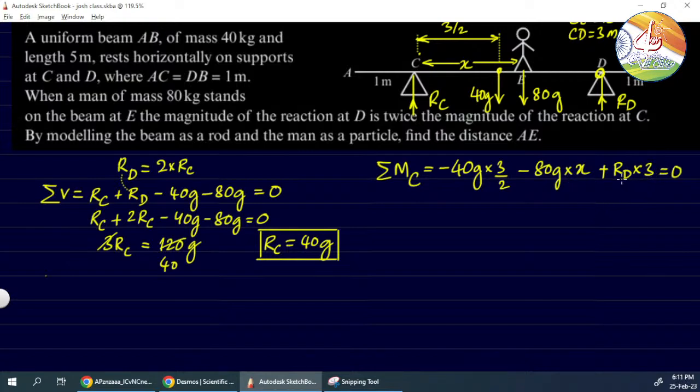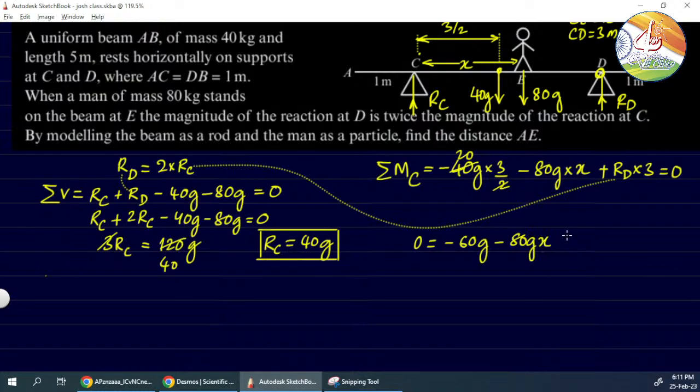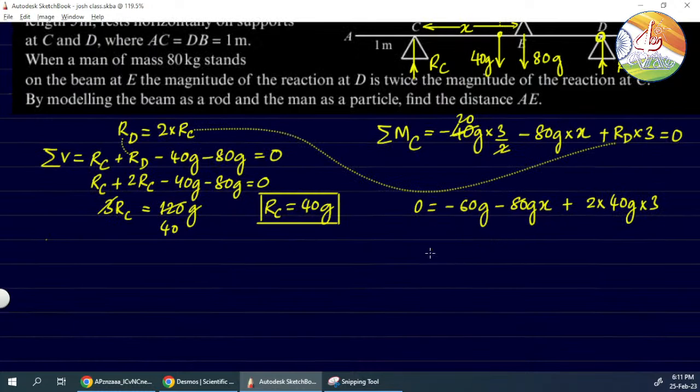Here, how many unknowns are there? RD is also unknown, but we can substitute RD from here. So 0 equals minus 60G minus 80GX plus 2 times RC, which is 40G, into 3. Now we are interested in X. So X equals 2 times 3 is 6, 6 times 4 is 24, so 240G minus 60G, and the 80G will go to this side and become positive, so divide by 80G. So find X.